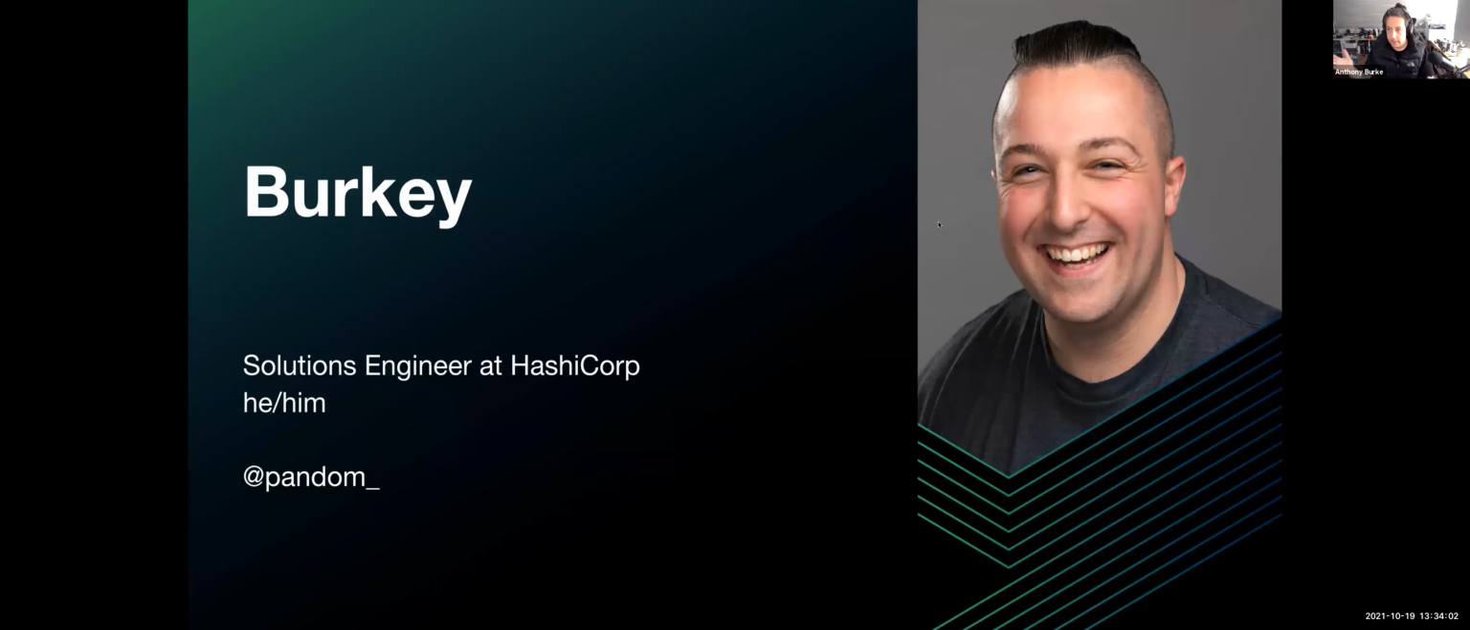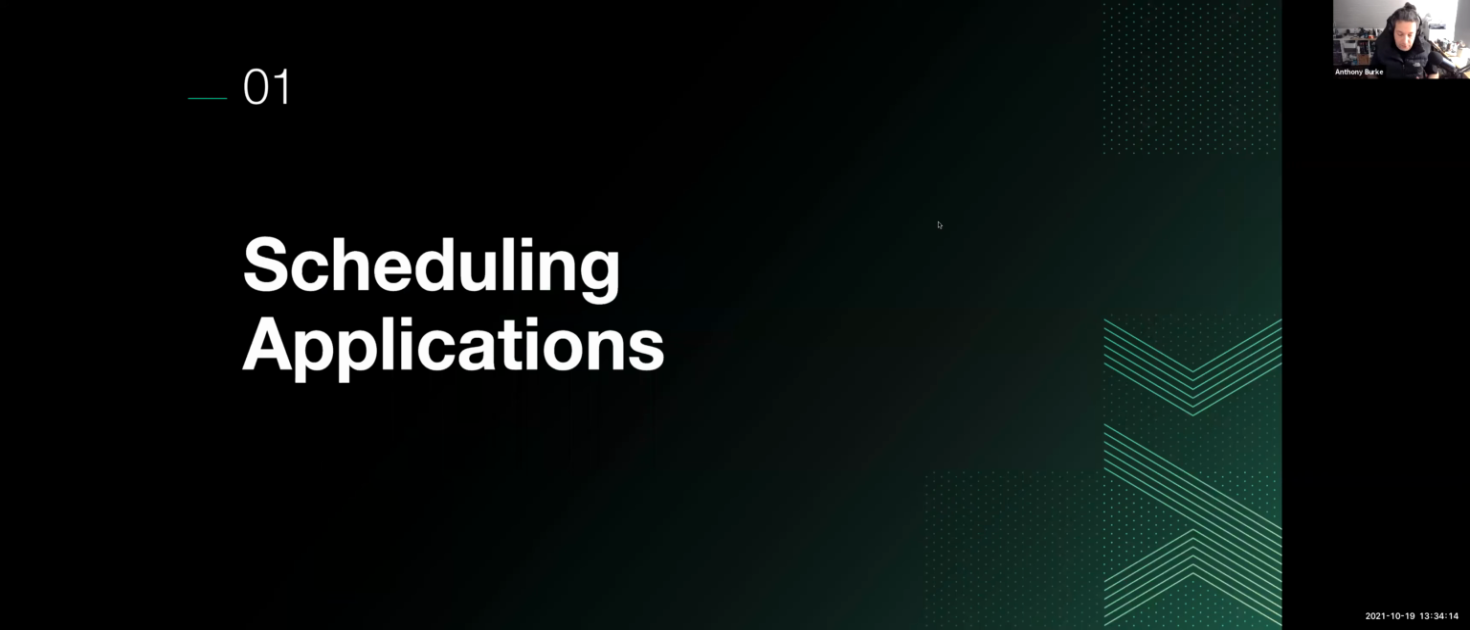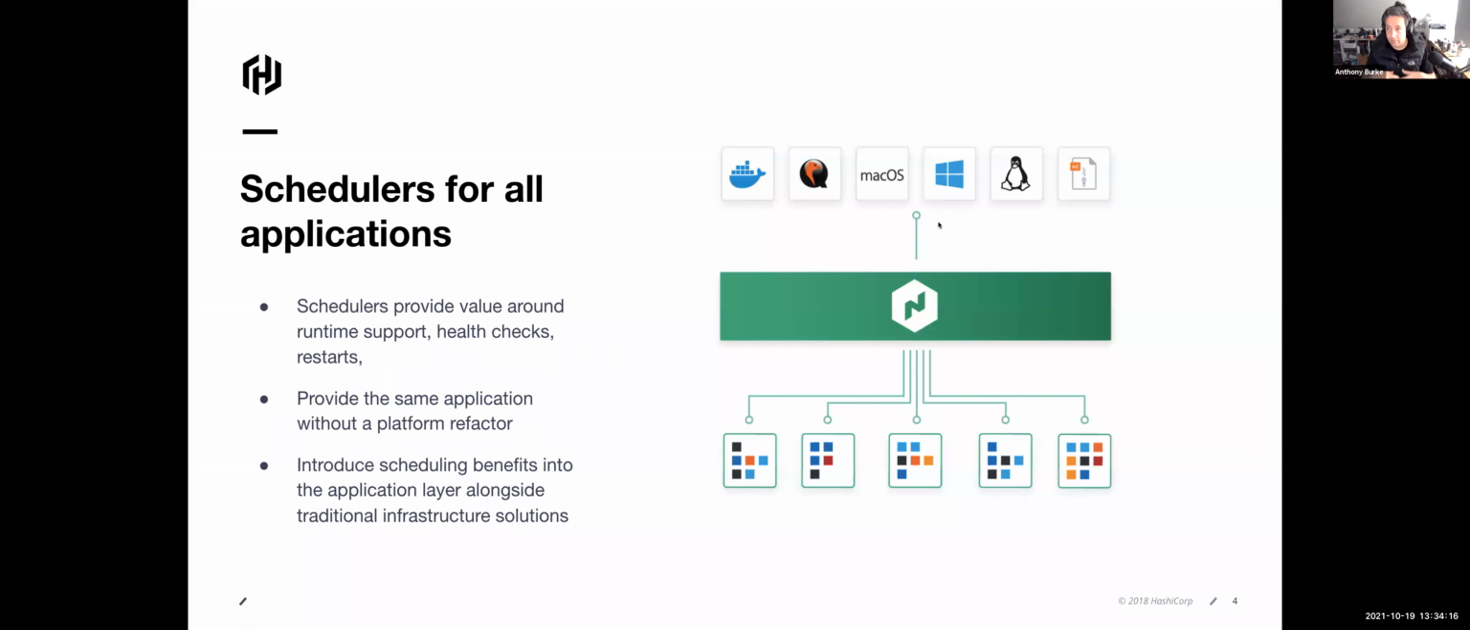So I'm Burke. I work at HashiCorp, and I focus on schedulers, runtimes, and application delivery. Let's talk about scheduling applications. HashiCorp has a number of products we're known for: Vault, Terraform, Consul. We also have a scheduler, Nomad, which seeks to provide scheduling functionality for container runtimes and application runtimes like Java and .NET, in a consistent manner across all infrastructure. Whether it's Mac, Linux, or Windows runtimes, we play consistently across them, which gives Nomad the ability to schedule applications anywhere you need to.